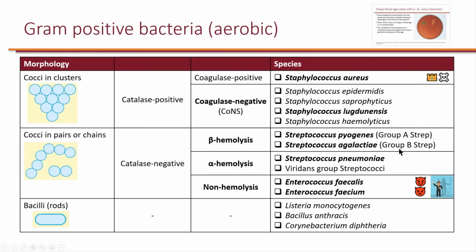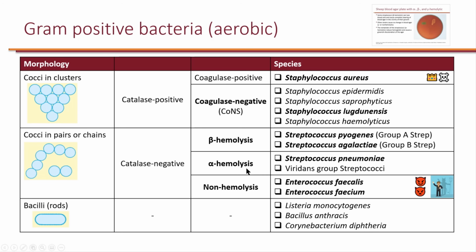interchangeably, because sometimes people may refer to them as group B strep. So they might say, okay, for this patient, we are trying to cover group B strep. So you should know that they are referring to Streptococcus agalactiae. And if they say we want to cover group A strep, you should know they're talking about Streptococcus pyogenes.